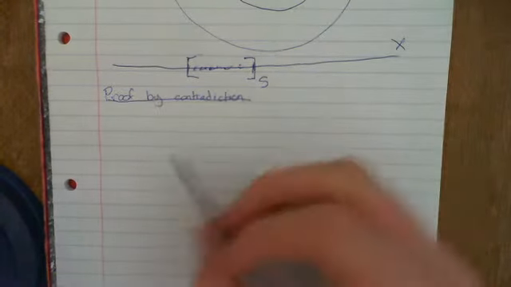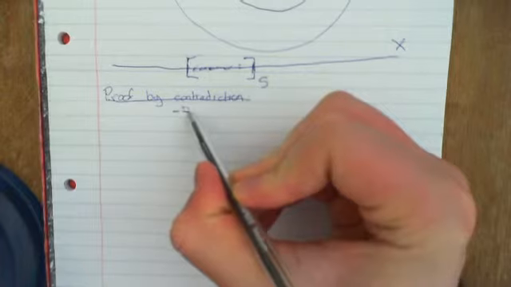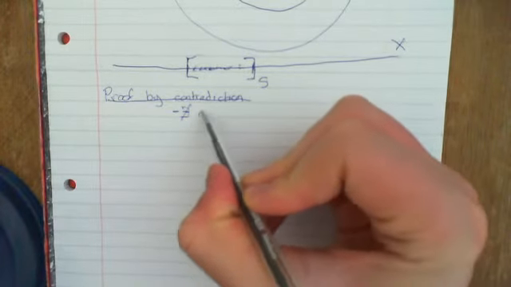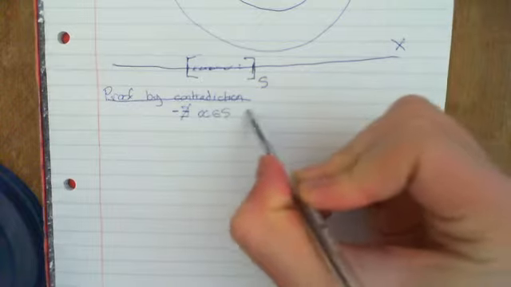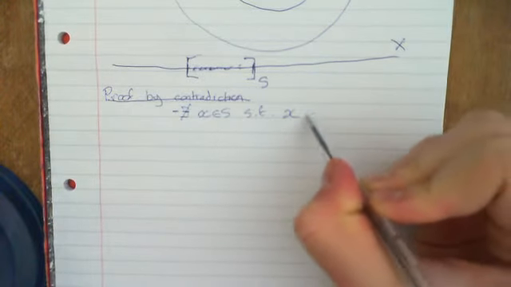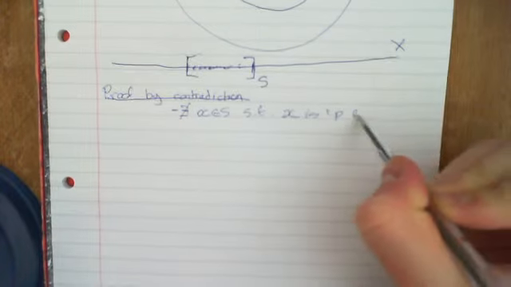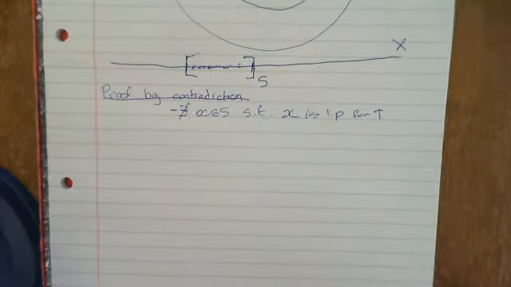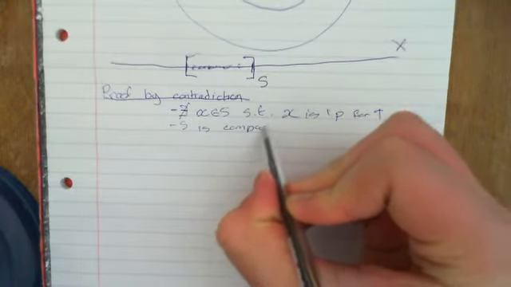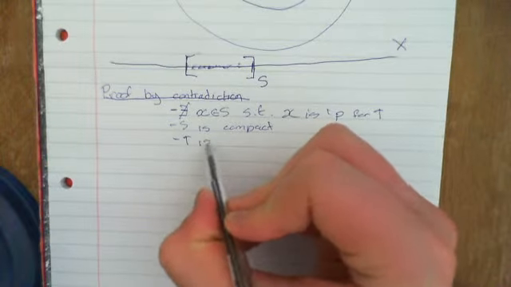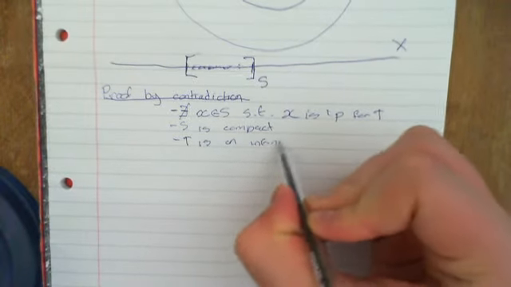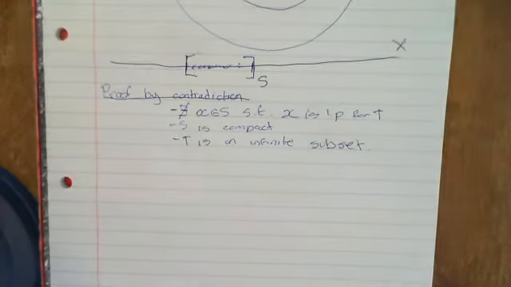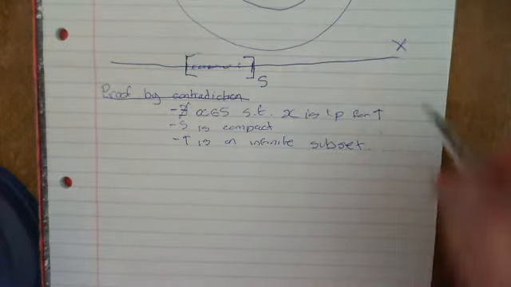Okay, so I'll just write out basically the assumptions. We're going to assume there does not exist an x which is an element of S such that x is a limit point for T. And the other assumption we're going to make is that S is compact. We know that, that's a fact. S is compact. And the final thing we know is that T is an infinite subset, and that's going to become important.